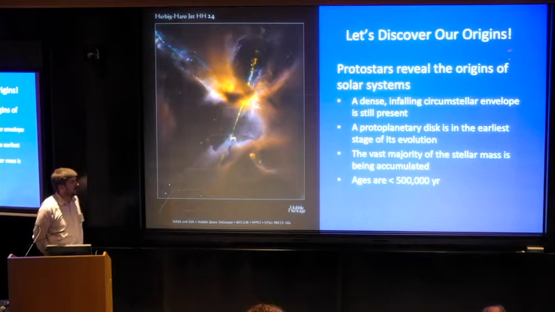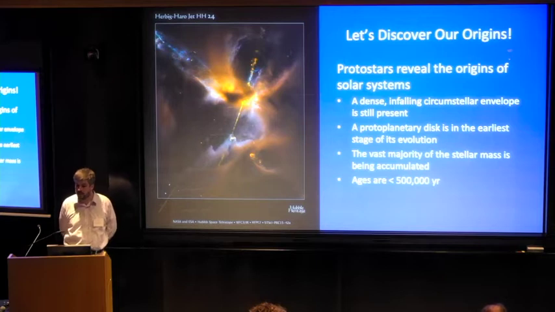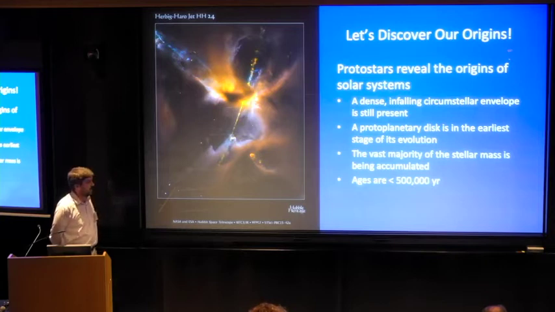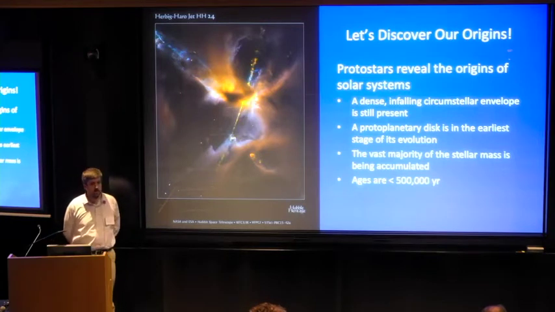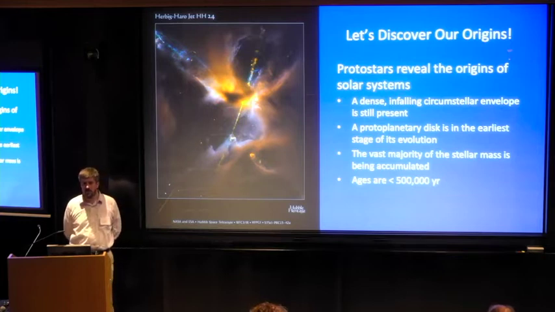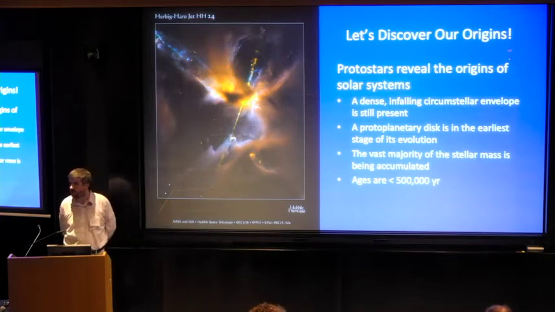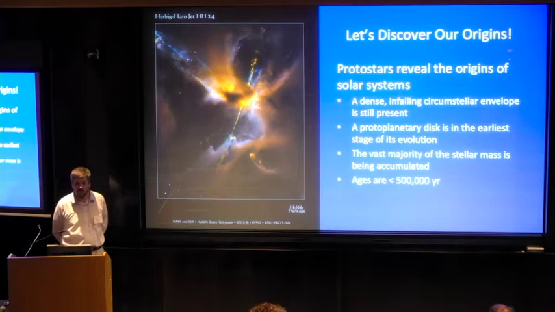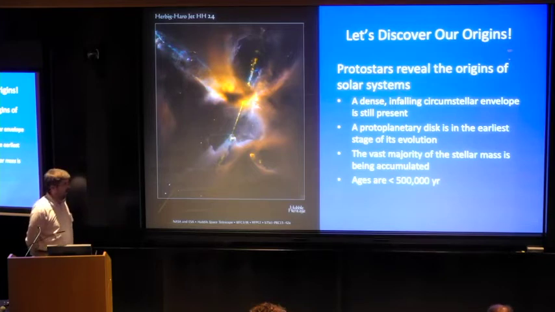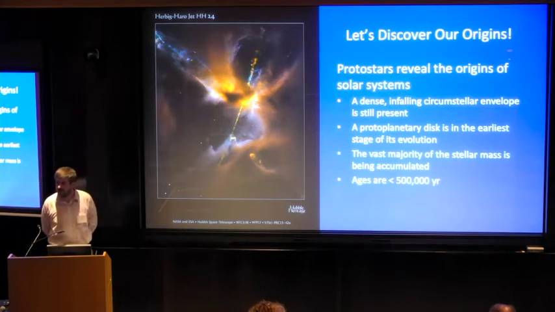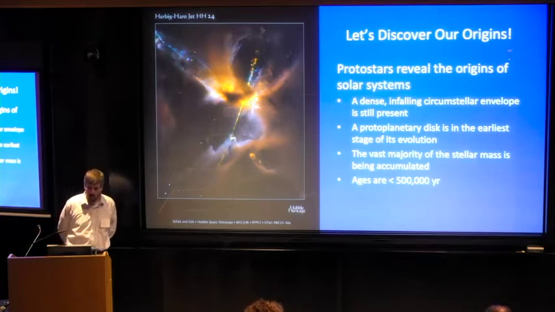ALMA is starting to show that that's the case, so this is really where you want to look for the earliest stages of protoplanetary disk evolution. And importantly, this is when the vast majority of the stellar mass gets accumulated. When young stars emerge from the protostellar phase, they're already more than 90% in place. So this is really the era of the major mass accretion phase. And as far as we can tell, the ages of protostars, the envelopes take 500,000 years to go away. So we're looking at the first 500,000 years of the star formation process here.